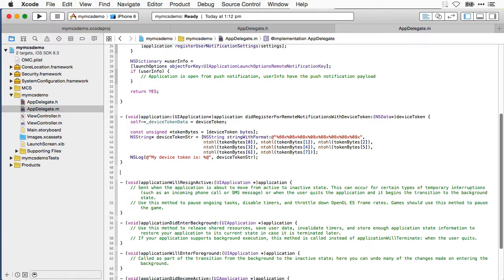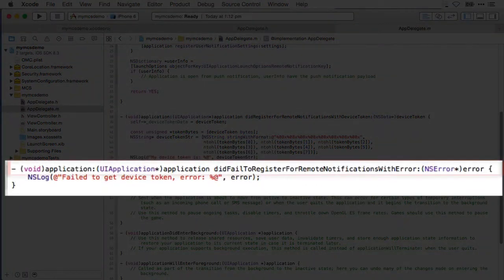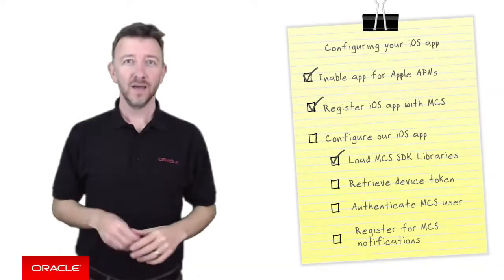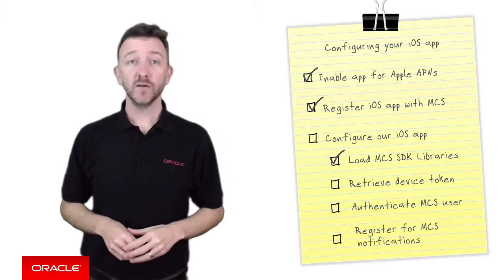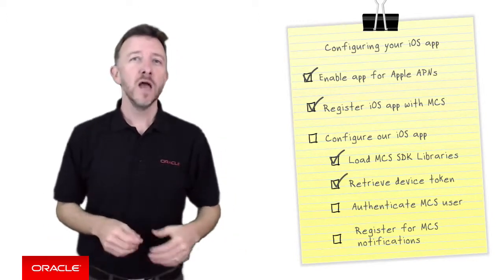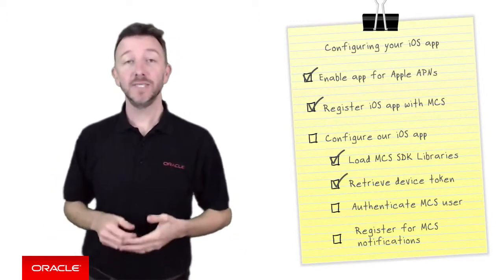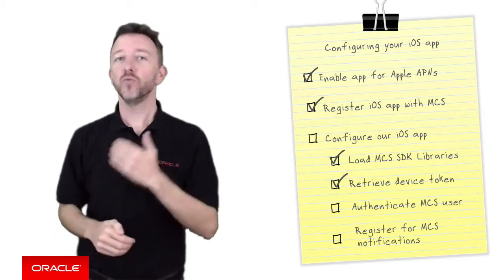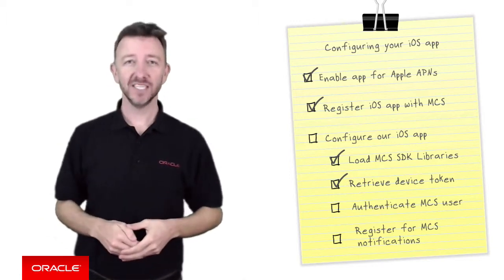The second method we will override is the didFailToRegisterForRemoteNotificationsWithError method. And as per the name, you can guess it's called if the device registration fails with APNS. For our demonstration purposes here, we'll just simply log an error message if this occurs. Having dealt with retrieving the device token from the APNS response, we need to now add specific MCS code to authenticate, then register for notifications with MCS.